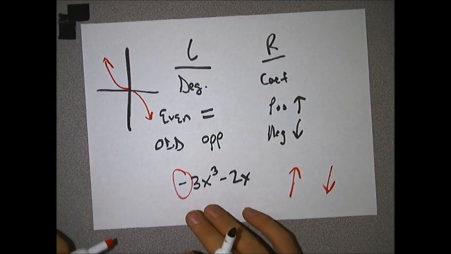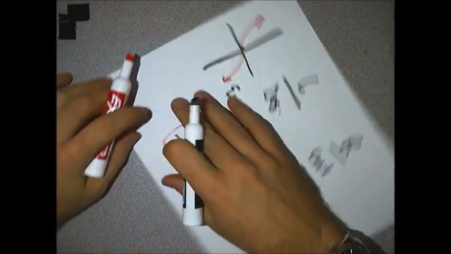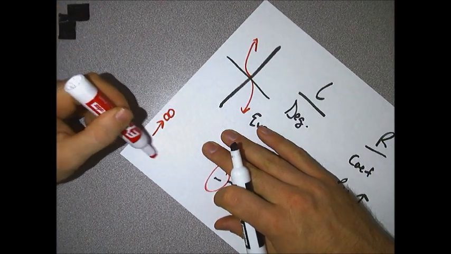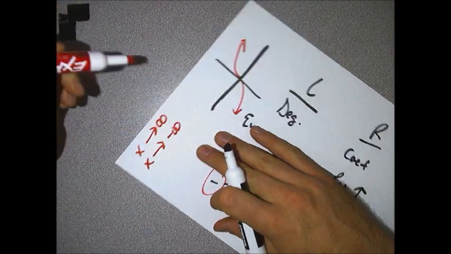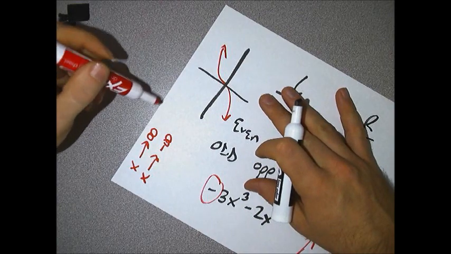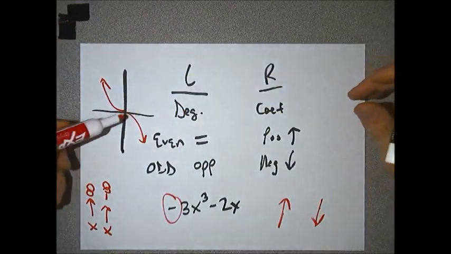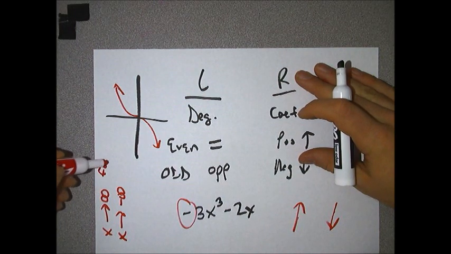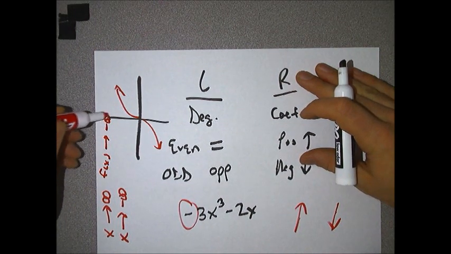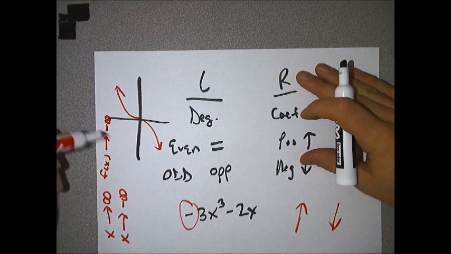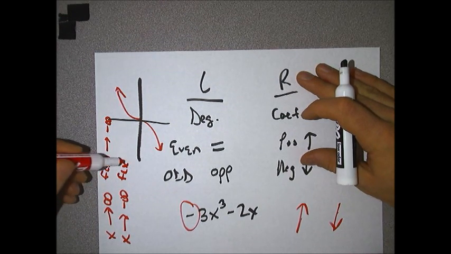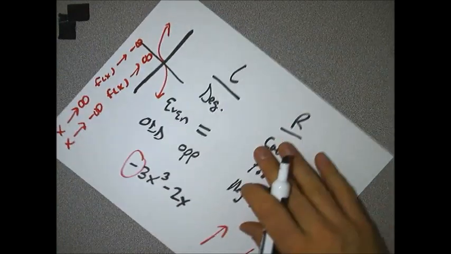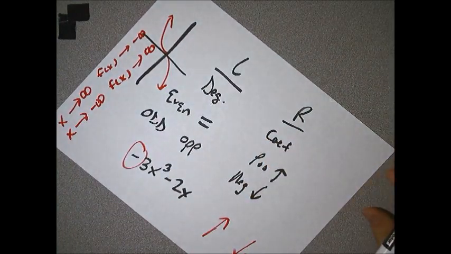So how would I write the end behavior for that? I would say as x goes to infinity, and as x goes to negative infinity. As x goes to infinity is the right side, so f of x goes to negative infinity. And in the other case, the left side, f of x goes to positive infinity. Turn that sideways a little bit. Does that make sense? Okay.